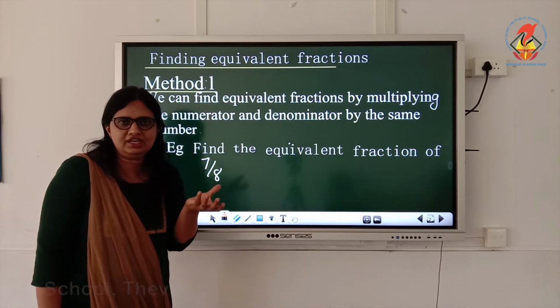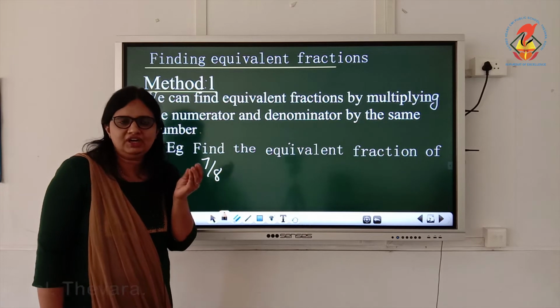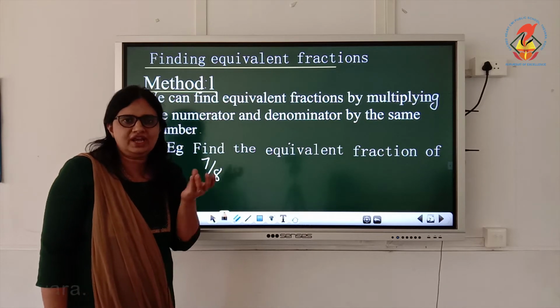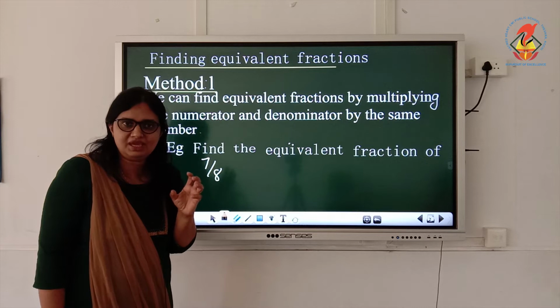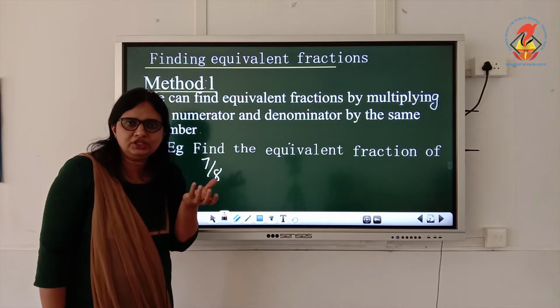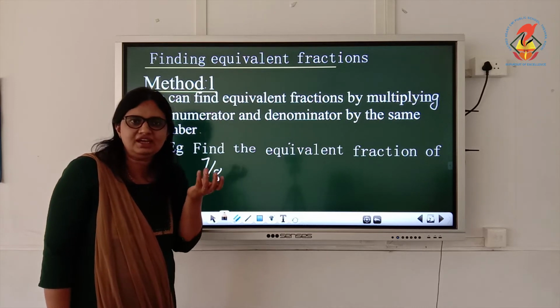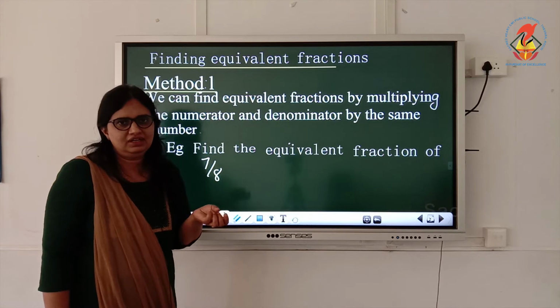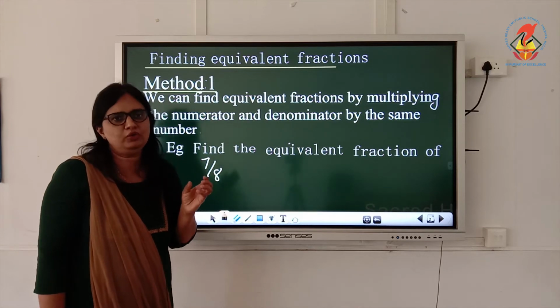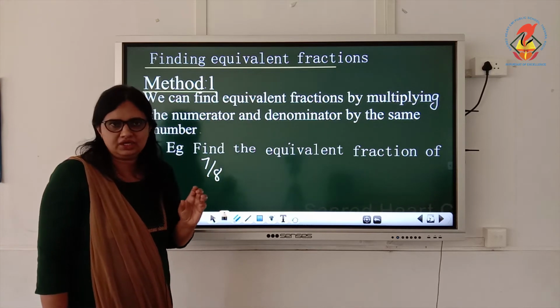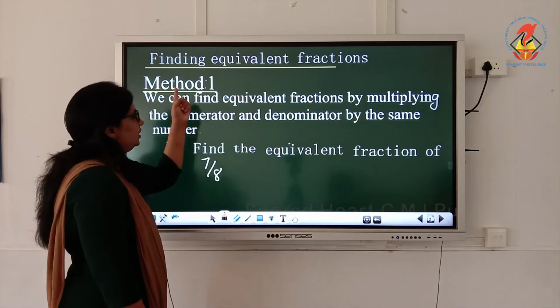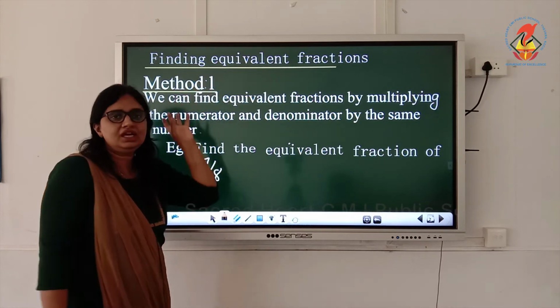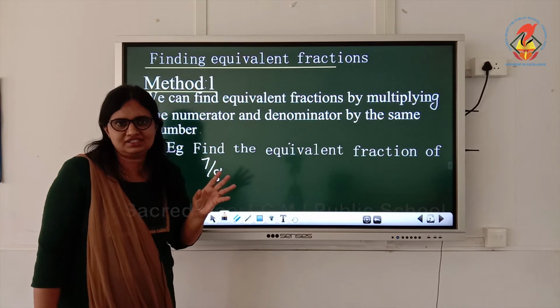Equivalent fractions, I have told you, right? What are called equivalent fractions? Fractions that represent the same amount even though the numerators and denominators are different. Okay, they represent the same amount only, right? That are called equivalent fractions. Here, the topic is finding equivalent fractions.